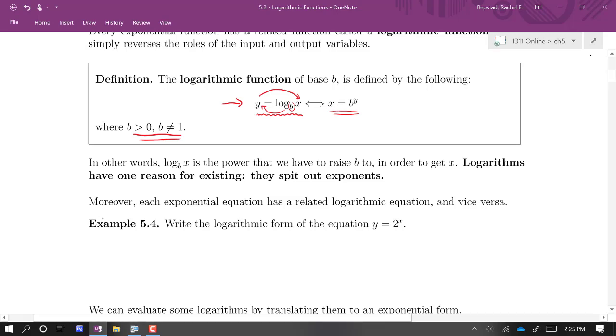So, one thing to keep in mind with logs is that their purpose in life, the reason they get up in the morning every day, is that they spit out exponents. That is their reason for existing.